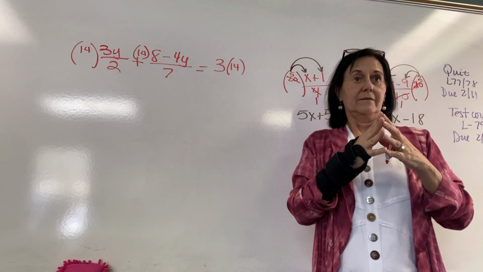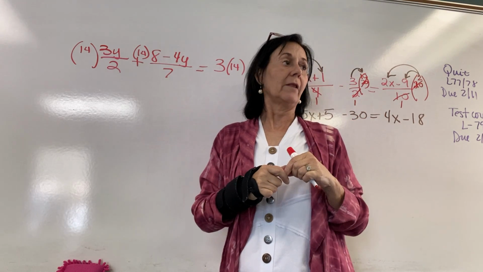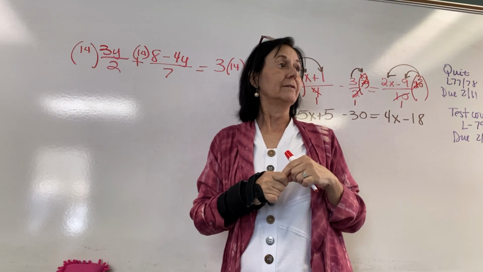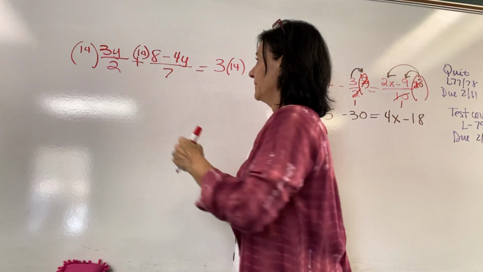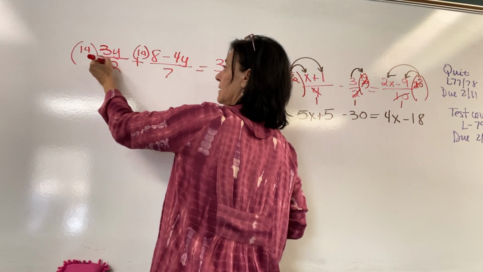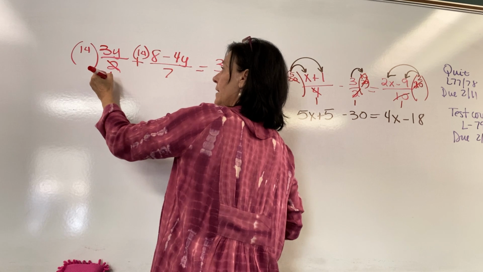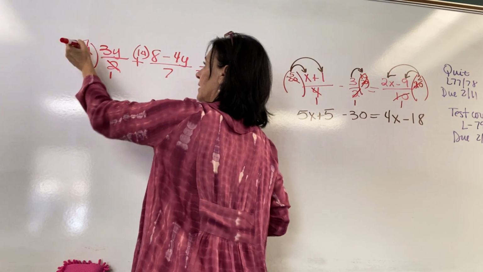Now before I multiply, I'm going to simplify. So I simplify the 2 and the 14. 2 goes into 2 once, and 2 goes into 14, 7 times.